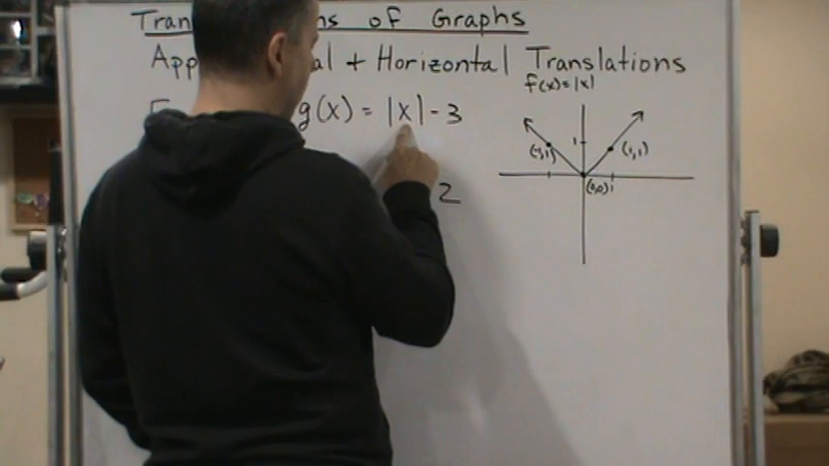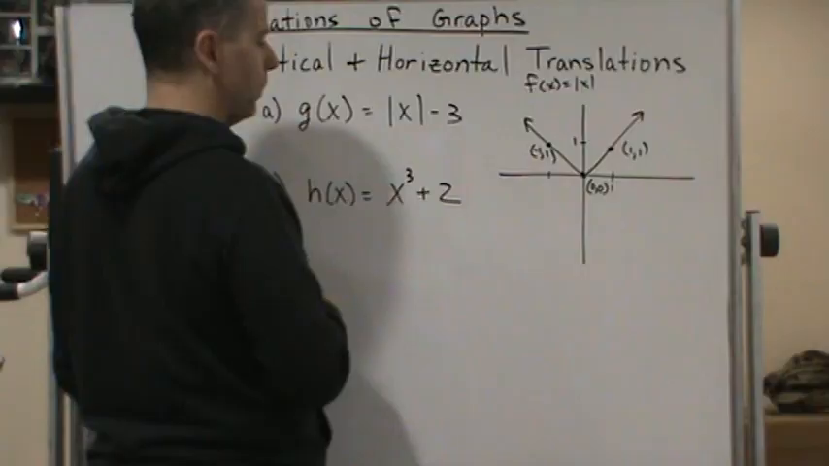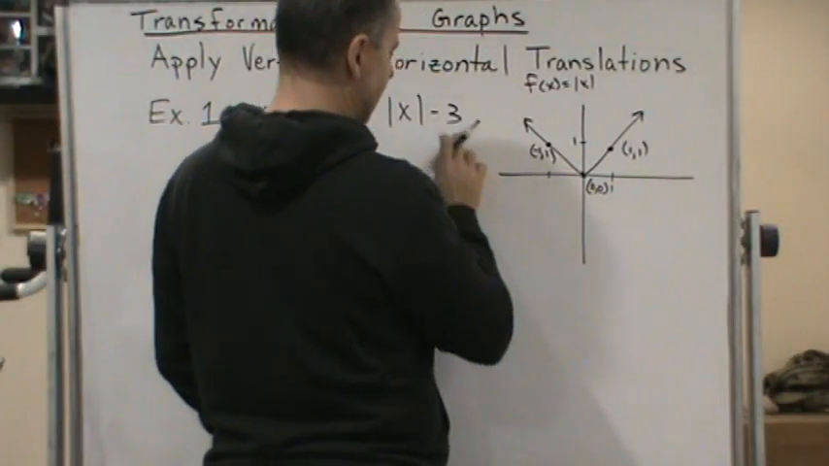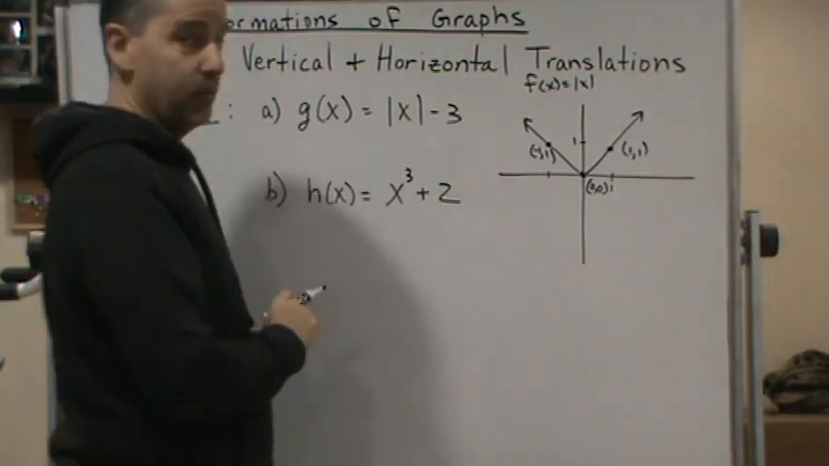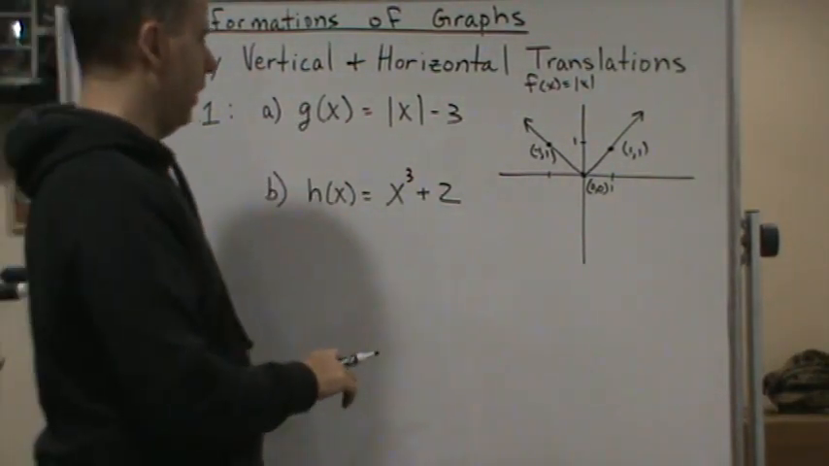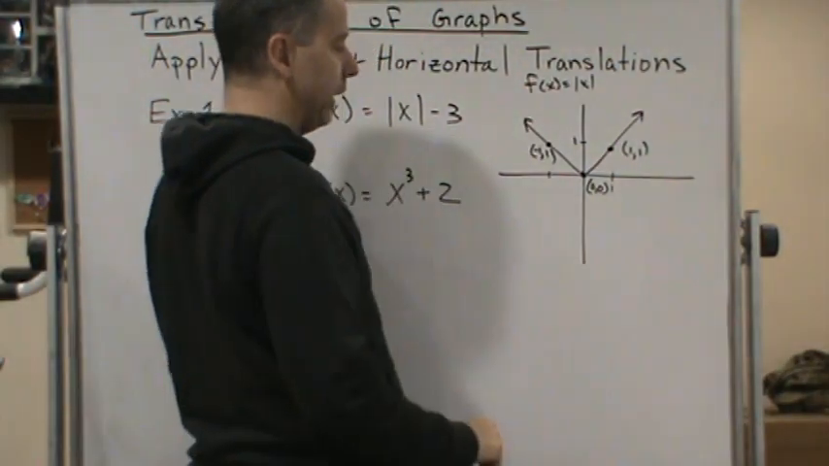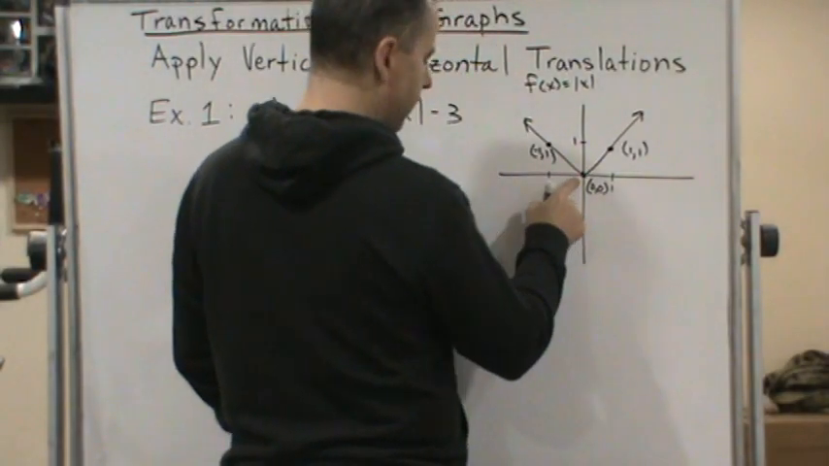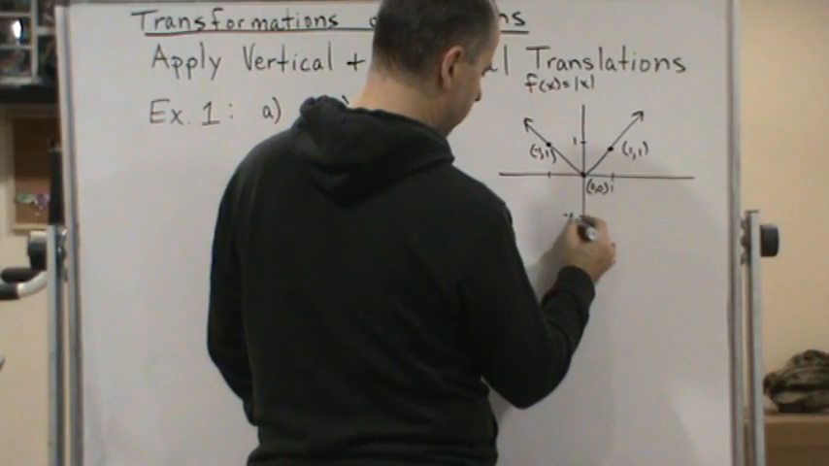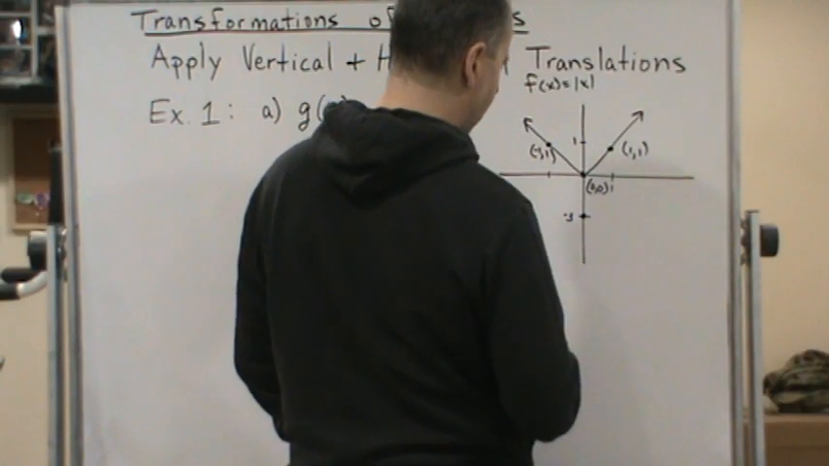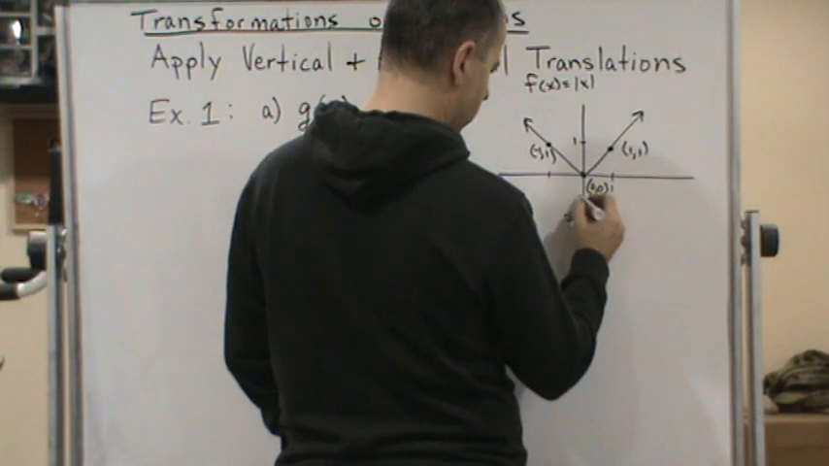So g of x is the absolute value of x minus 3. So in other words, it's taking f of x and subtracting 3. So what we're doing is it's outside the function, which means if we subtract a real number outside the parent function, it's moving downward. So g of x is going to be f of x, but shifted 3 units down. That means this is going to go down 3 units, to negative 3, right? This is going to shift down 3 units, so this is going to go to negative 2.